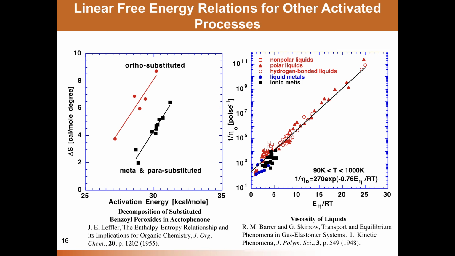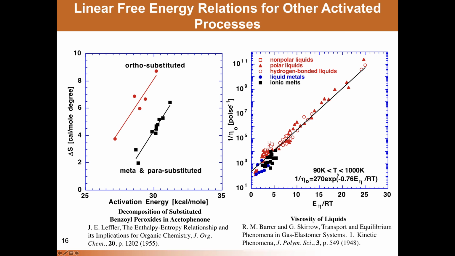So if we look first on the right-hand side, this is plotting, if one were to write the viscosity of liquids as eta, the viscosity, is equal to eta naught e to the minus E sub eta over RT, where E sub eta is the activation energy for viscous flow, and eta 0 is the front factor for that Arrhenius expression, that there's an extraordinarily strong correlation between 1 over the front factor and the activation energy for viscous flow. Look at the way the data line up on this plot.